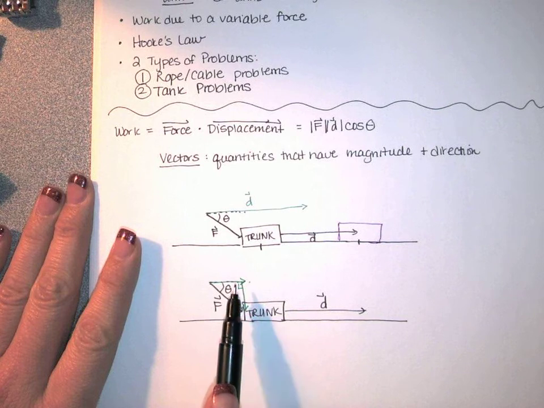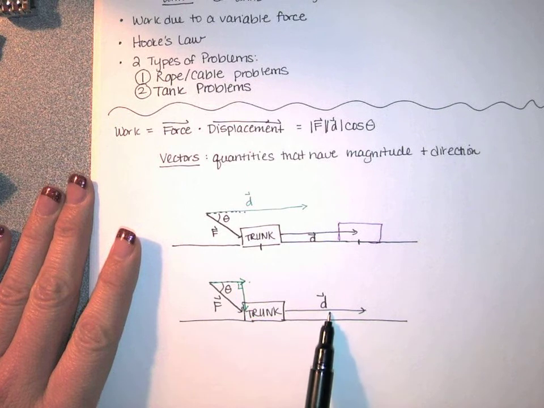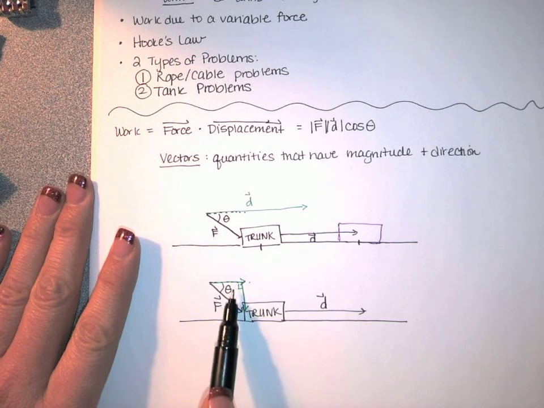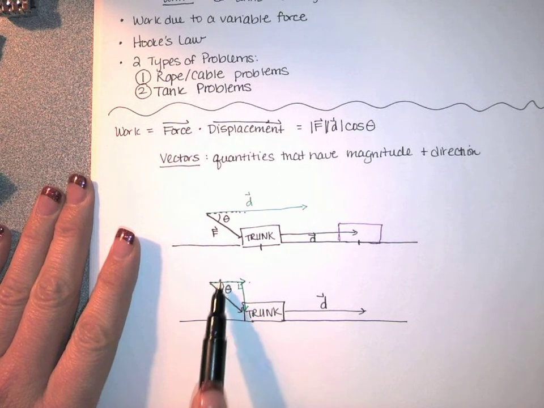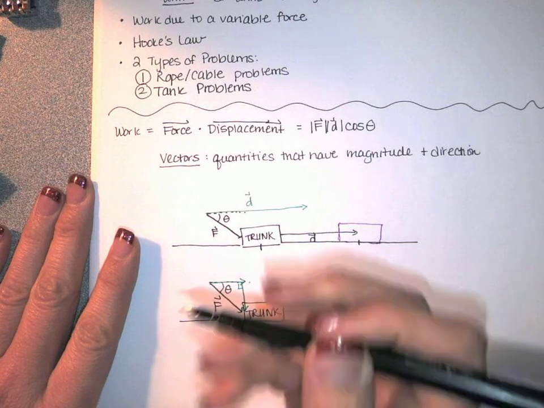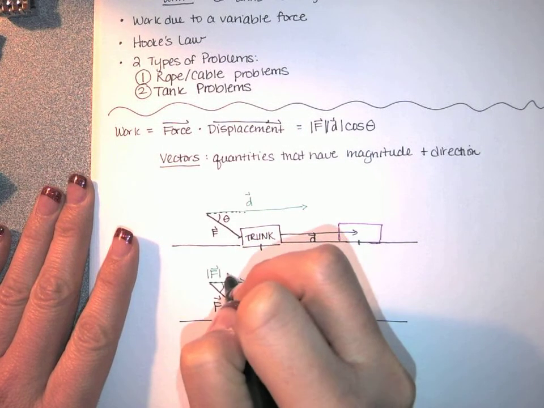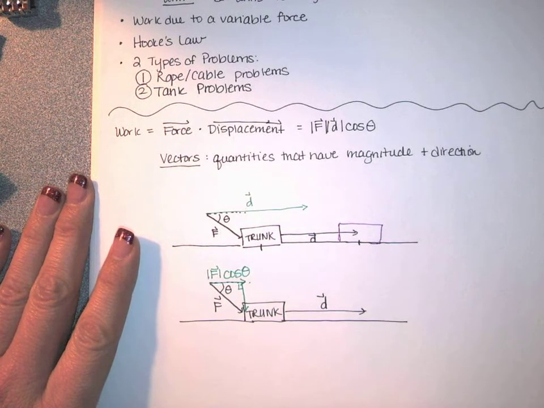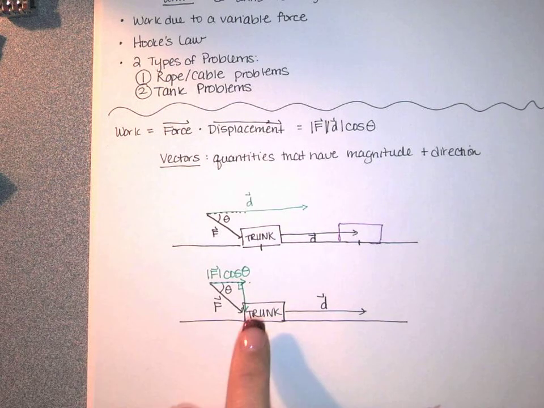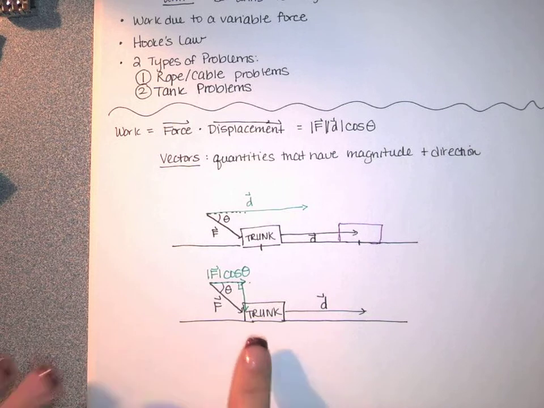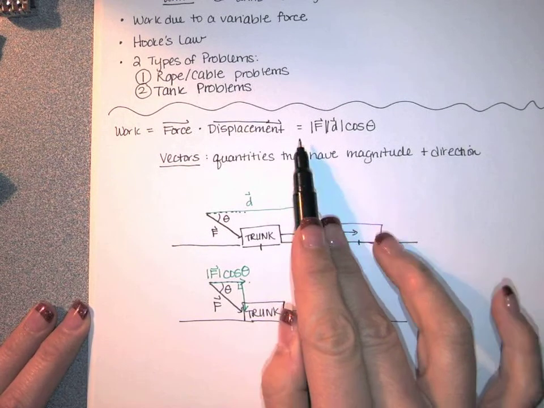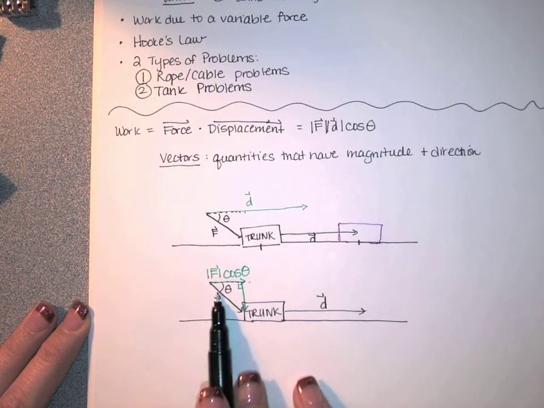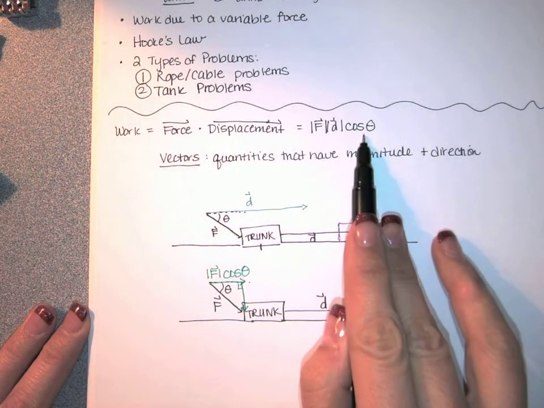Well, the magnitude of the force that is parallel to the displacement is adjacent to theta in this right triangle. So the adjacent side is the magnitude of the hypotenuse, which is the magnitude of the force, times the cosine of theta. And that wasted energy is the magnitude of the force times the sine of theta. So the amount of work done in moving this trunk across the room, according to the dot product formula here, is the magnitude of the force times the magnitude of the displacement times the cosine of the angle between them.